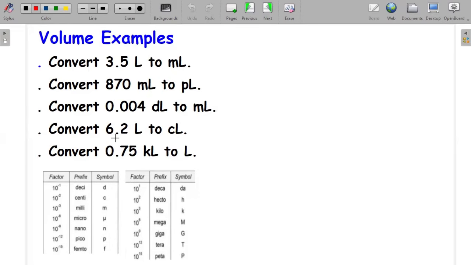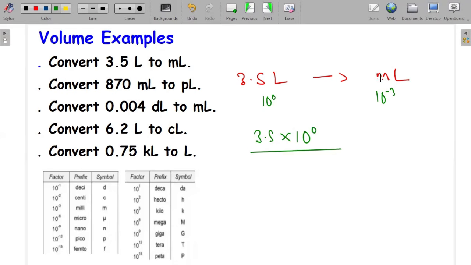So let's do maybe 3 from here. The rest you can actually do. So we start with the first one. There's 3.5 liters. I want to convert this to milliliters. You see that here there is no prefix, so that's just 10 to the power 0. Here there is milli. Milli is 10 to the power minus 3. So this would be 3.5 multiplied by 10 to the power 0 divided by where we are going, which is 10 to the power minus 3.